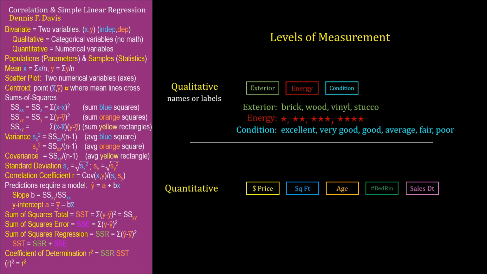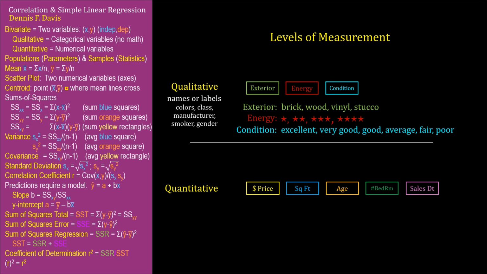Some other examples of qualitative variables are colors, freshman, sophomore, junior, senior, Toyota, GM, Honda, Ford, smoker, non-smoker, and male, female. A good rule of thumb to remember is that we don't try to do math on qualitative variables. That's why energy rating is qualitative, even though it looks like a number. We don't do math on the number of stars.